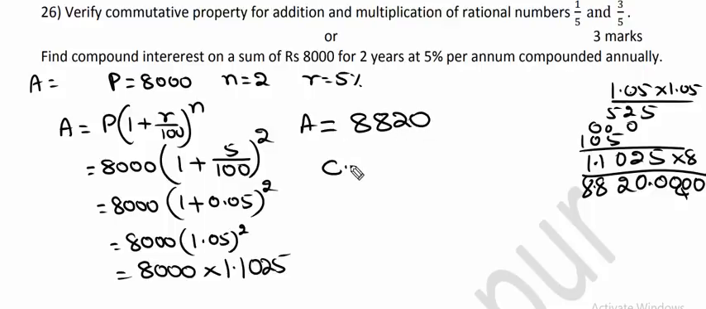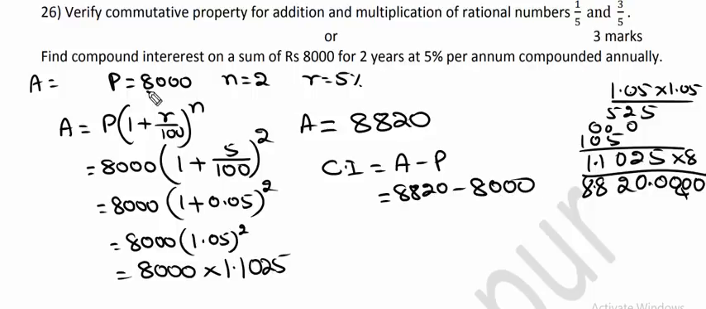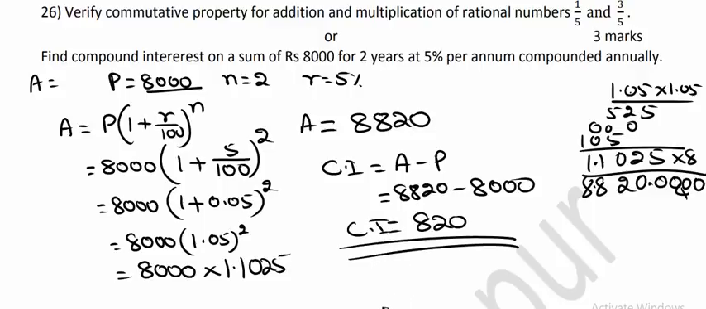Now we have to find the compound interest, which is equal to amount minus principal. That is 8,820 minus the principal amount given, 8,000 rupees. By subtracting, we get 820 rupees. This is the compound interest we had to find.